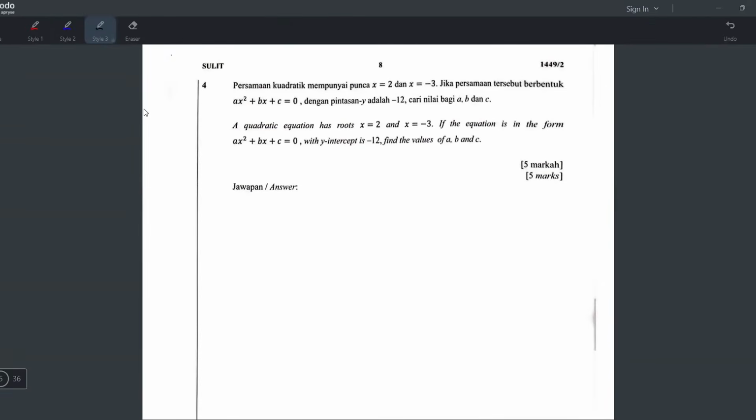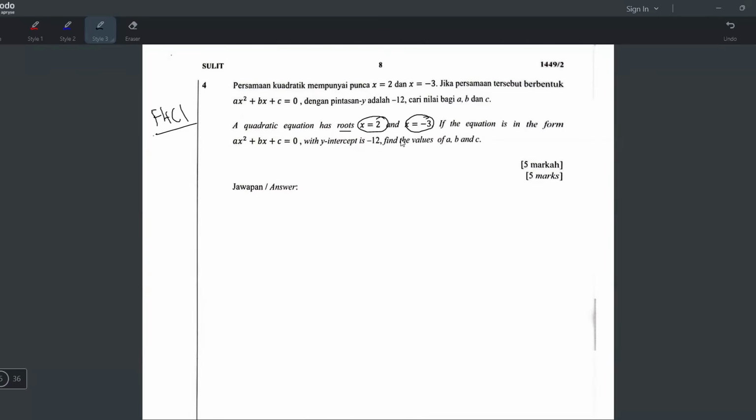Number 4, let's go. A quadratic equation. I know already from Form 4 chapter 1, Form 4 bab 1, you learn quadratics. The quadratic equation has roots x equals 2, x equals negative 3. Roots means the x solutions, or the x-intercepts.